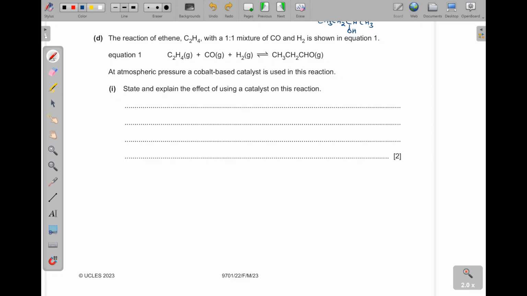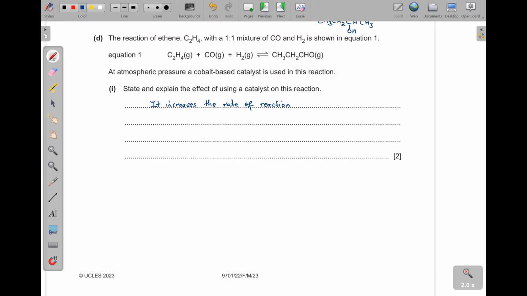It increases the rate of a chemical reaction. So I can say a catalyst increases the rate of reaction.